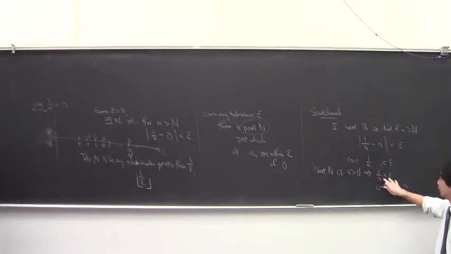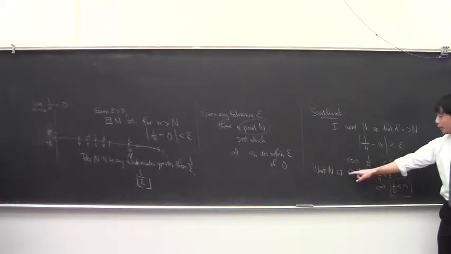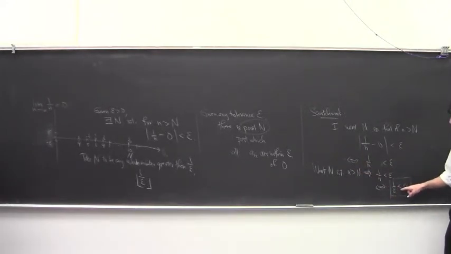Right? You can multiply both sides by n, which is positive. You don't change the direction, right? You divide both sides by epsilon, which is positive, right? So the question is, what capital N will ensure that little n is bigger than 1 over epsilon? Well, just take your n to be bigger than 1 over epsilon.